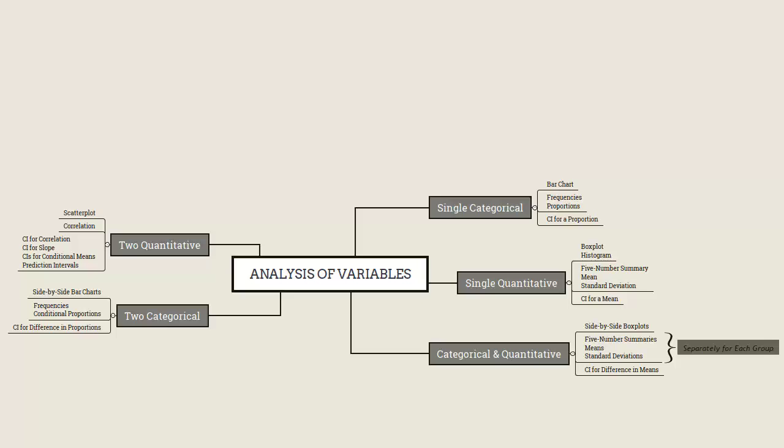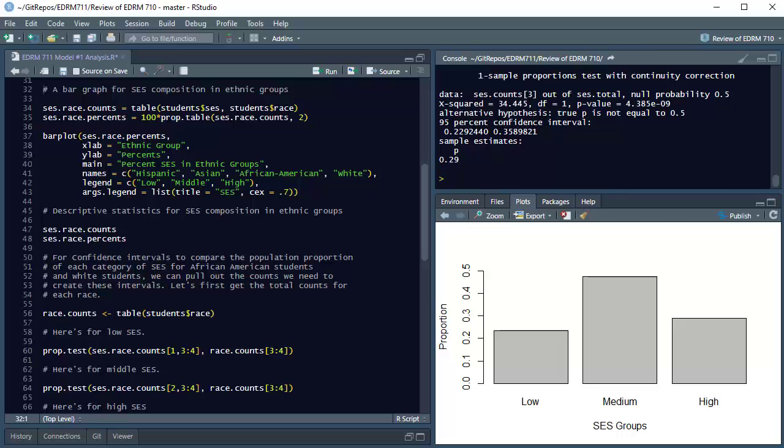So for my report, what I needed to look at was the composition of SES within each ethnic category. So for instance, if we looked at Hispanic, how many low SES, middle SES, and high SES are within Hispanic, so that those three add up together to 100% of the Hispanic sample.